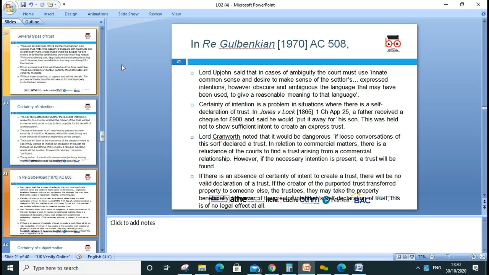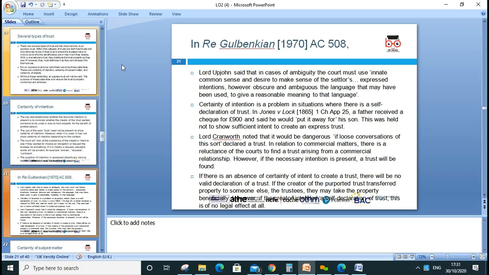Okay. So this is about Re Gulbenkian, 1970 AC. It is one of the case laws that states that, in ambiguity, the court must use innate common sense. That's why the judge makes a professional judgment based on the facts and figures, based on the law, based on the situation. That's crucial, because the language used and its reasonable meaning can be different, with different interpretations to different people, even culturally.